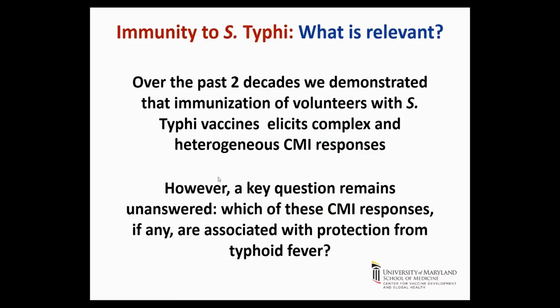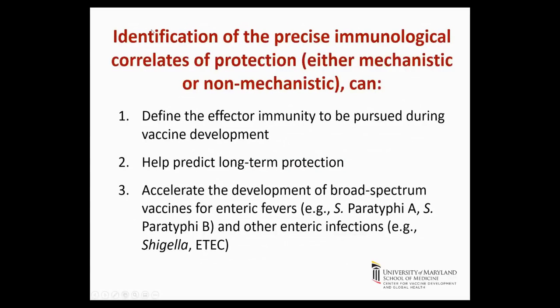So, in spite of this complexity of the immune response to Salmonella Typhi, the key question remains unanswered. Which of these cell-mediated immune responses, if any, are associated with protection from typhoid fever? And why is this important? The identification of the precise immunological correlates of protection, either mechanistic or non-mechanistic, can not only help define effector immunity to be pursued during vaccine development, but also help predict long-term protection, as well as accelerate the development of broad-spectrum vaccines to other enteric fevers.